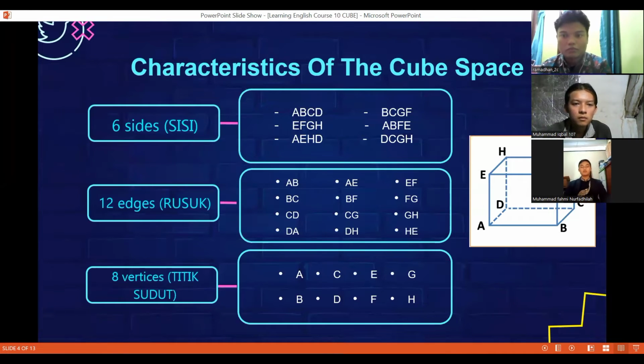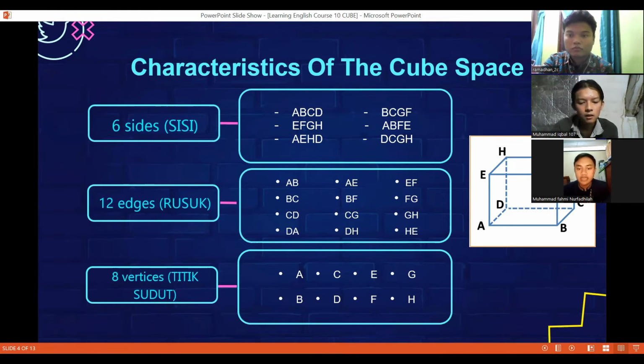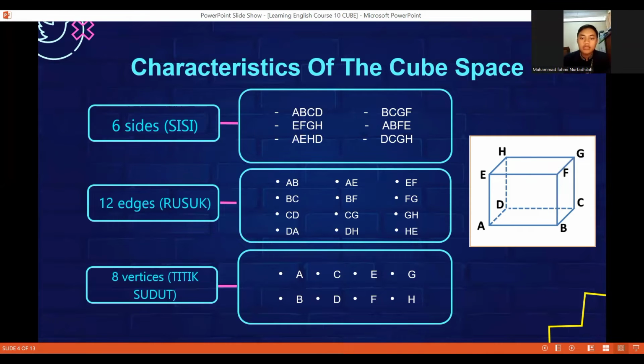Okay, next I want to explain about the characteristic of the cube space. A cube space has 6 sides, or in Indonesian is sisi. You can look at the sides: ABCD, EFGH, AEHD, BCGF, ABFE, BCGH.